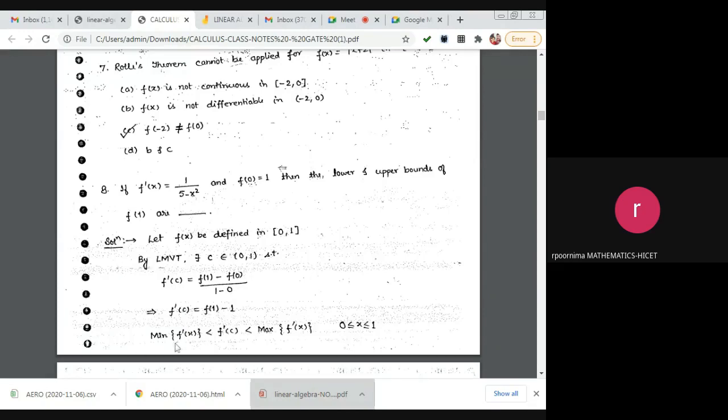Then you simplify, so f dash of C equal to f of 1 minus f of 0, the denominator value is 1. So the minimum of f dash of x is less than f dash of C, which is less than the maximum of f dash of x, for 0 less than or equal to x less than or equal to 1. Therefore, 1 by 5 is less than f of 1 minus 1, which is less than 1 by 4. In this, you just add 1 to each term, the left, the middle and the right. So 1 plus 1 by 5 is less than f of 1, which is less than 1 by 4 plus 1. Okay.